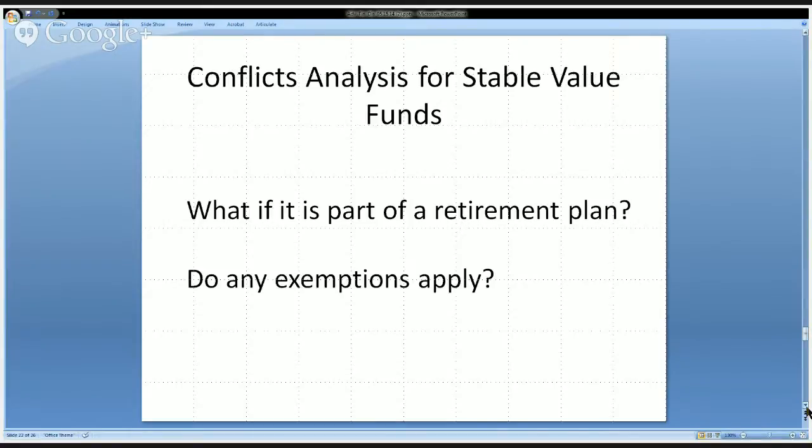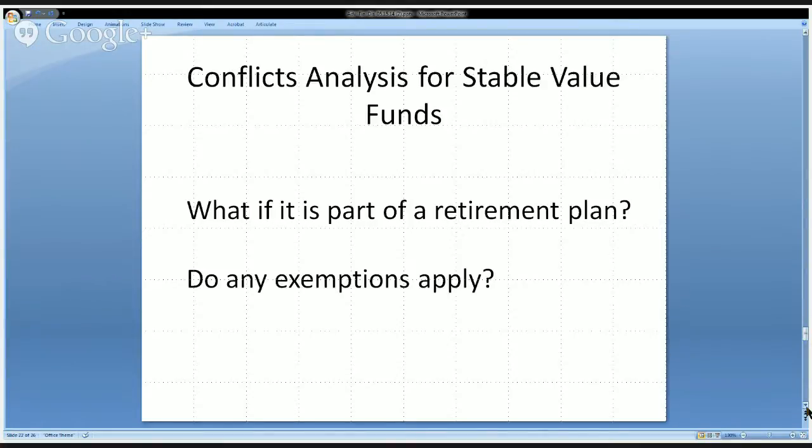Interesting. So that's quite a difference, whether it's registered or not. So the first question we're going to have to answer is, is it registered? Because we're either going to have a relatively simple analysis like we do for a mutual fund, or a more complex one. That's right.